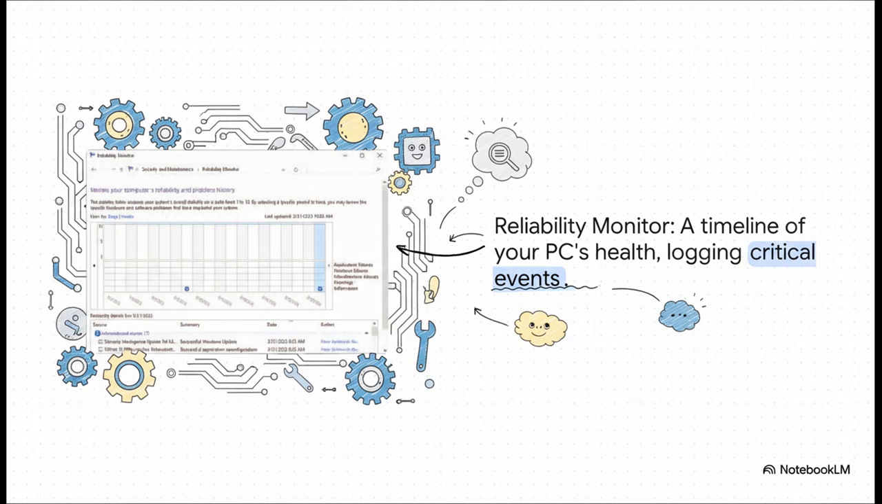This is one of my personal favorites. The reliability monitor is like the modern software version of that old school POST card. It gives you this amazing timeline of your computer's stability, and it logs every single crash and critical error. If you're having one of those weird intermittent problems, this tool is pure gold for finding a pattern.